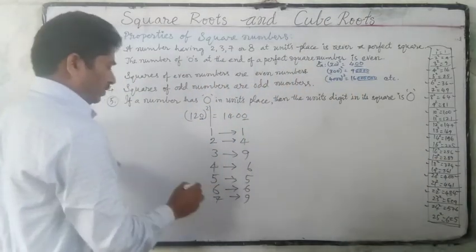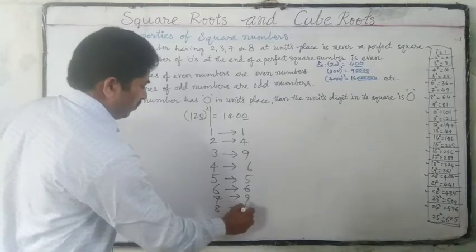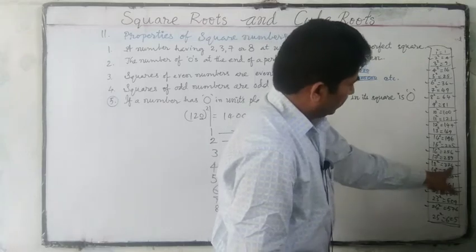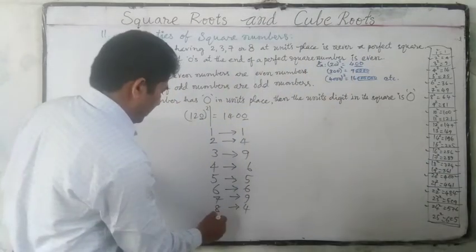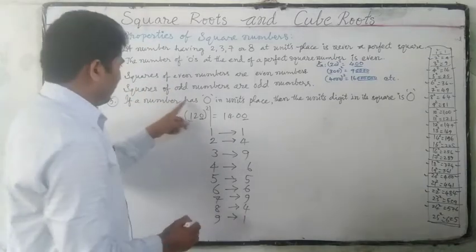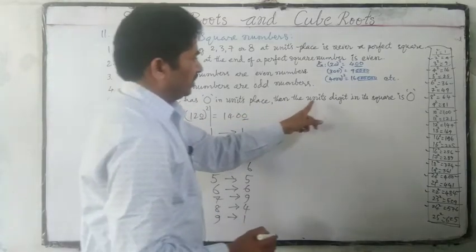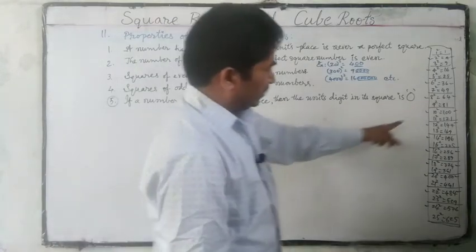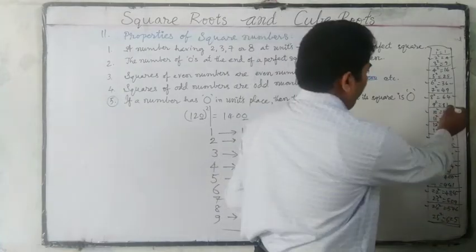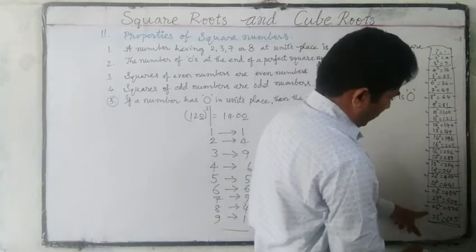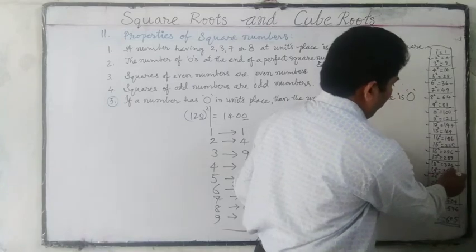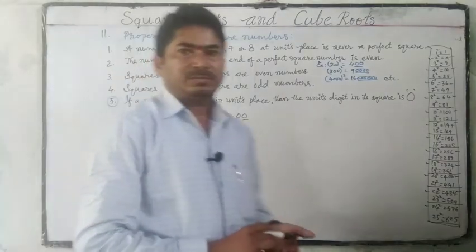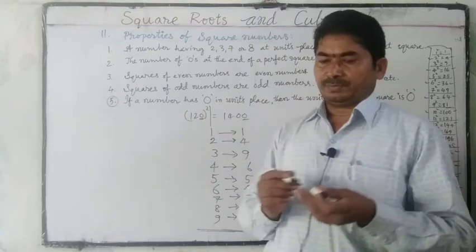So we can understand easily. 8, 8 8s are 64, 4; 18 squared is 324, 4. 9, 1. If a number has 9 in units place, then the units digit in its square is 1. We can easily understand, 9 squared is 81, in the square number it has 1. So 19 squared is 361, it has 1. So these are properties of square numbers.